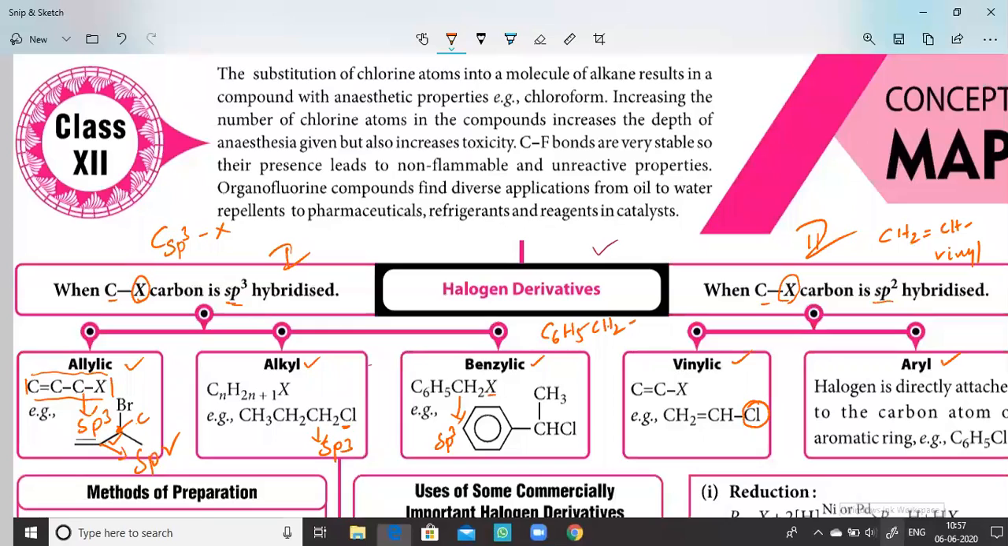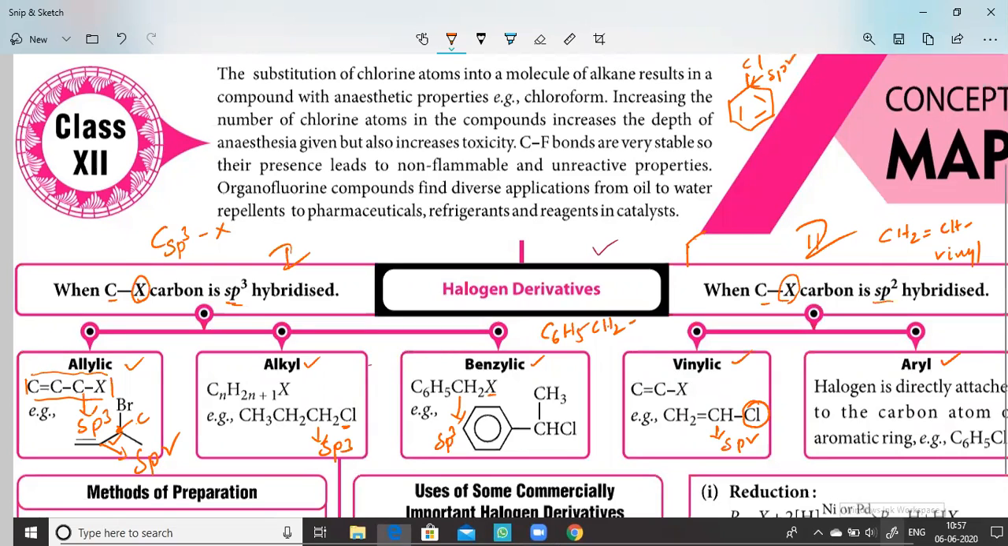Okay. So this we are calling the vinylic group. Here you can see the halogen is attached to a carbon having sp2 hybridization. Next, aryl. What is aryl? Here the halogen is directly attached to the carbon atom of an aromatic ring. This we are calling aryl. Here I will show you an example. This is the aryl group. Here the halogen is attached to an sp2 carbon. This is the halogen, and this halogen is attached to a carbon having sp2 hybridization.